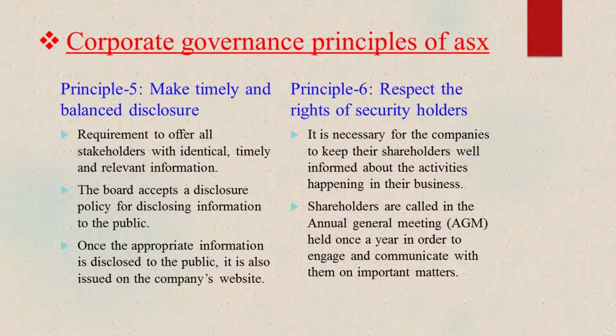Let's discuss the next principle 5, make timely and balanced disclosure. Here, a listed entity should have and disclose a written policy for complying with its continuous disclosure obligations under listing rule 3.1, and they should also release a copy of the presentation materials on the ASX market announcements platform ahead of the presentation. The next principle 6 is respect the rights of security holders.